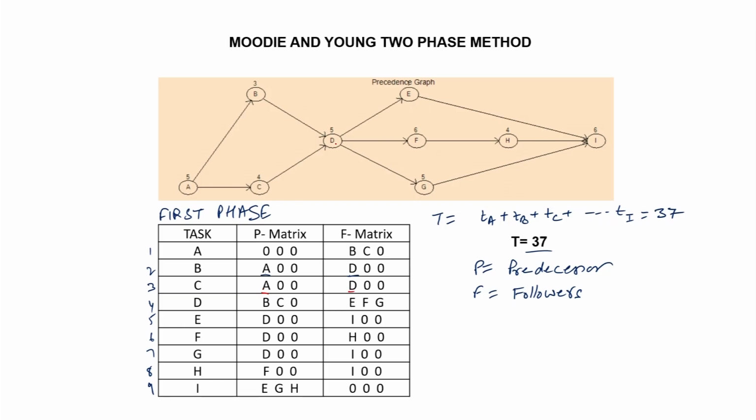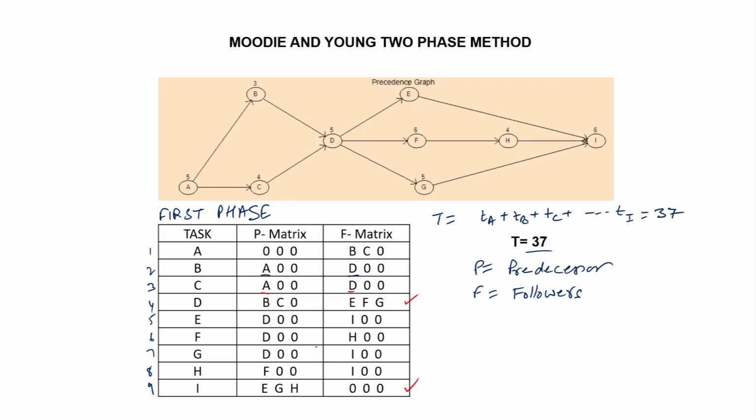Let us see task D. Interesting. Task D is having 2 predecessors in the form of B and C, and it has 3 followers, E, F and G. So, E, F and G are 3 followers for D, and in the same manner we will see for E. E has D as a predecessor and I as a follower, and so on. Look at element I. I is having 3 predecessors, E, H and G, and it has no follower.